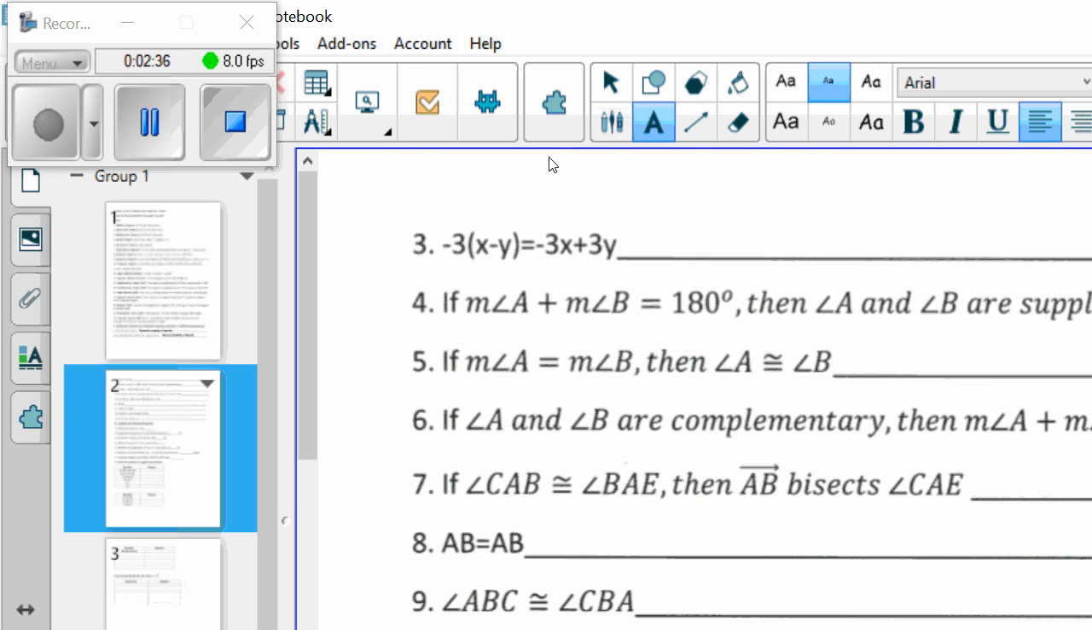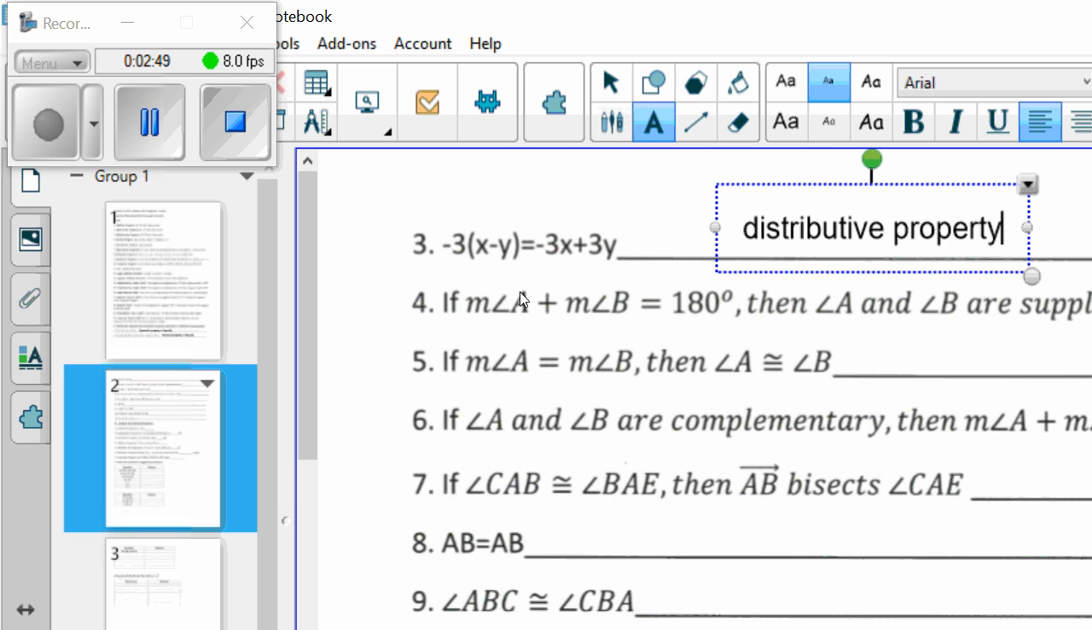All right, let's look at the back. Number 3, negative 3 times the quantity x minus y equals negative 3x plus 3y. This is the distributive property because we distributed. Number 4, if the measure of angle A plus the measure of angle B equals 180 degrees, then angle A and angle B are supplementary. This is the definition of supplementary angles.